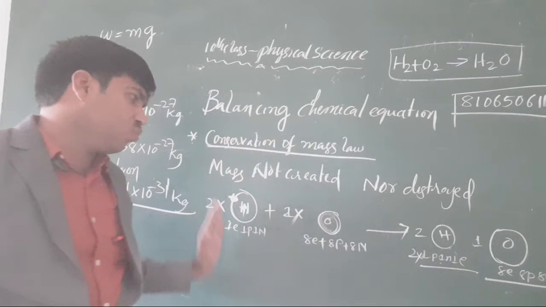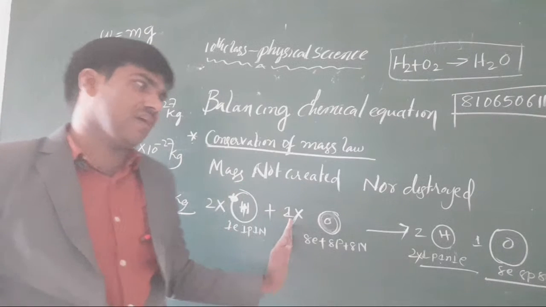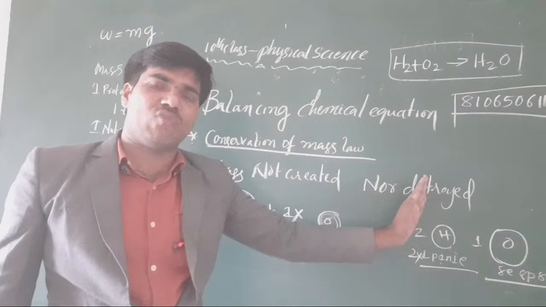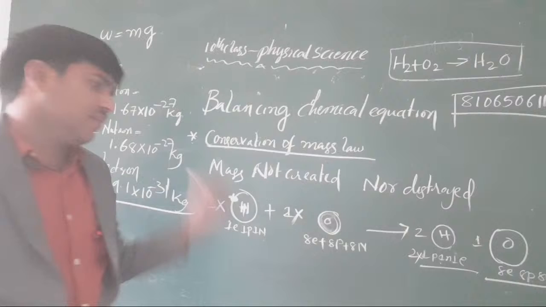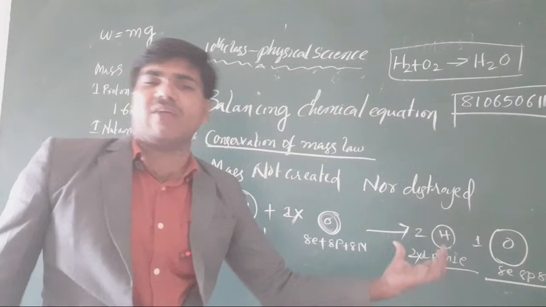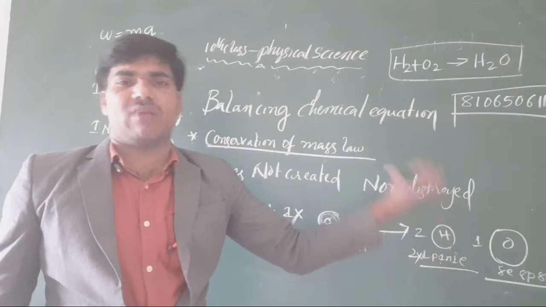Here, how many atoms are there? Two hydrogens are there, two oxygens are there. The same must be there on the right-hand side also. Okay, clear or not, all of you? On your right-hand side also, four atoms are compulsory: two hydrogens and two oxygens.